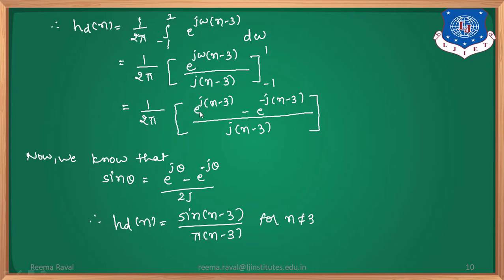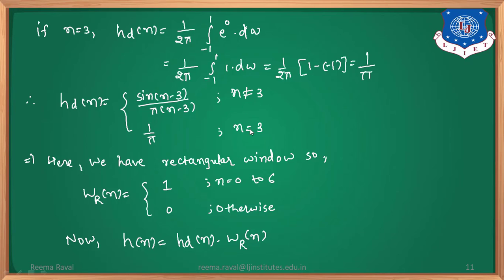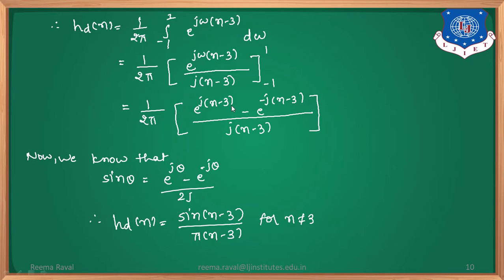Now we compare this with our standard trigonometric formula. We know that sine theta equals e raised to j theta minus e raised to minus j theta by 2j. So if we compare this equation with the given one, it will become sine(n minus 3) upon pi(n minus 3) for n not equal to 3, because if we take n equals 3, the denominator will become 0. So we need to find a different condition for that.